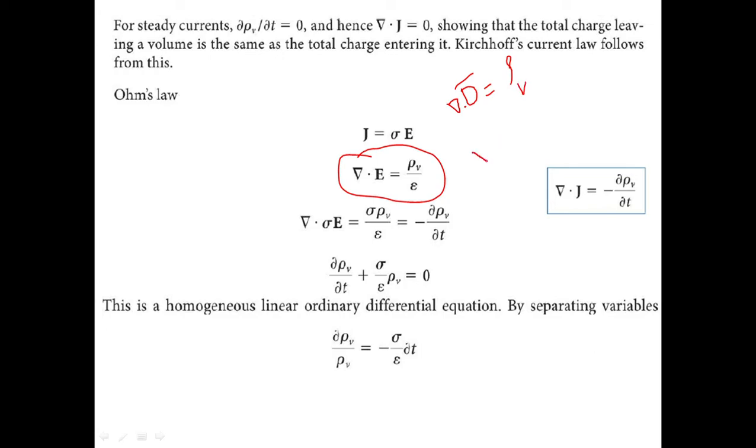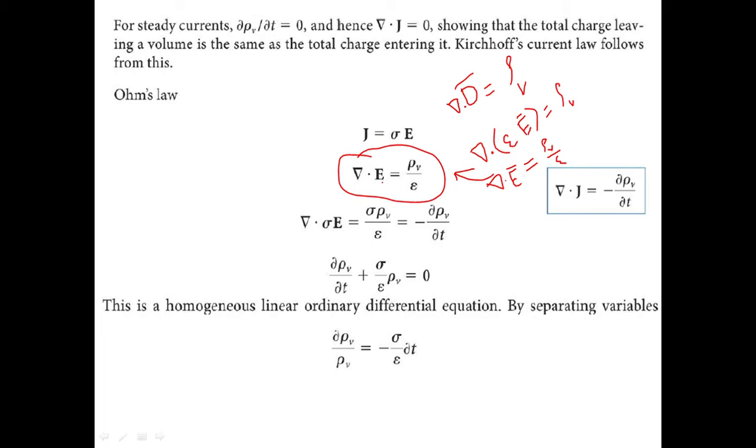And what is D vector with respect to E vector? So it will become divergence of epsilon E vector is equal to rho v. So cross multiplying epsilon, we get divergence of E vector is equal to rho v by epsilon. So that is how we got this equation, right?